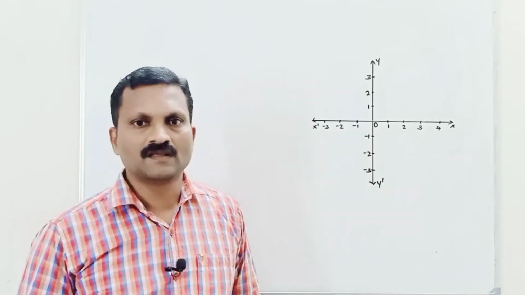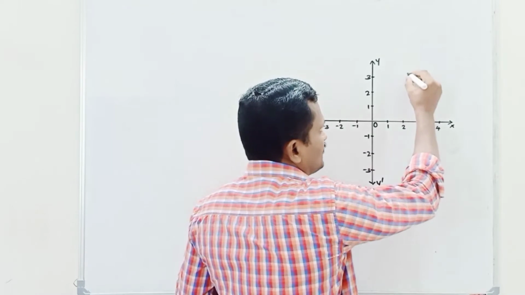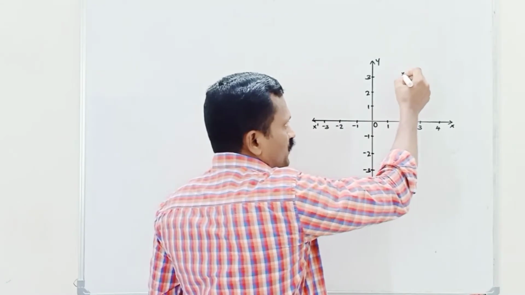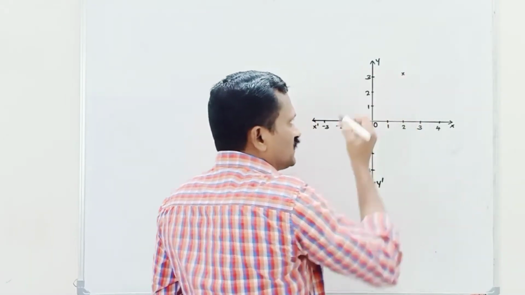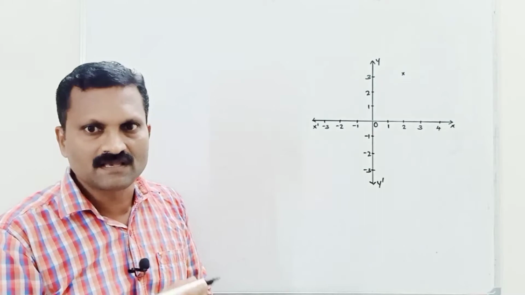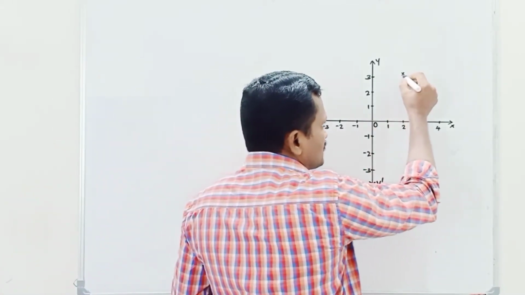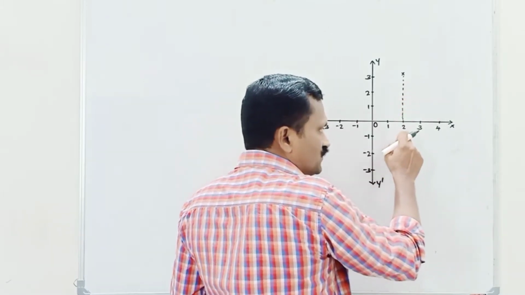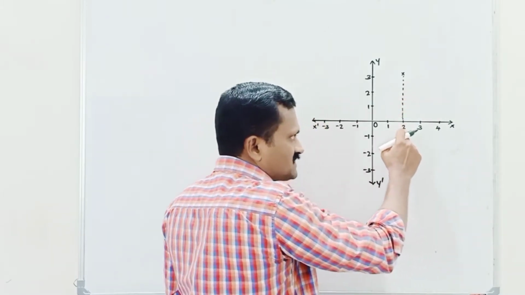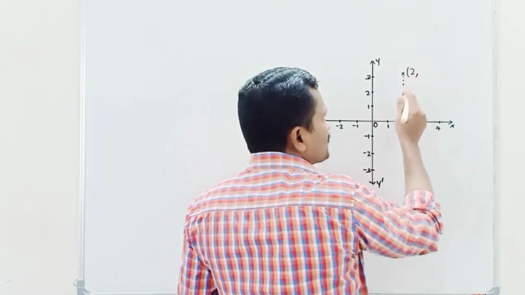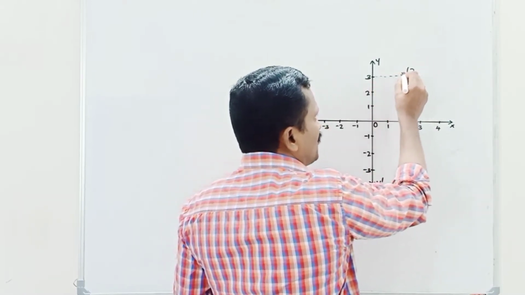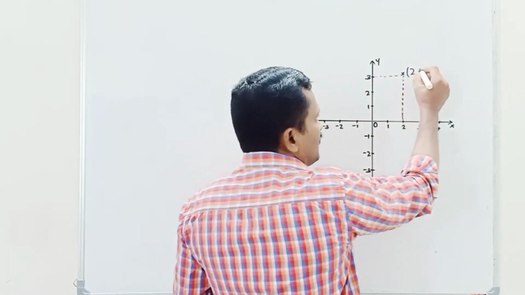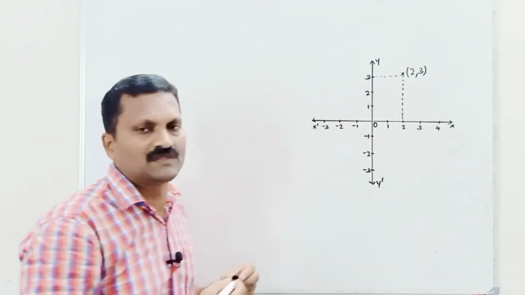Clear? Any point in the Cartesian plane is identified by two numbers: one is the position on the x-axis and the other is the position on the y-axis. How do we find the position on the x-axis? We draw a perpendicular from the point to the x-axis, and where it meets the x-axis gives its x-coordinate. We draw a perpendicular to the y-axis, and where it meets the y-axis indicates the y-coordinate of the point.